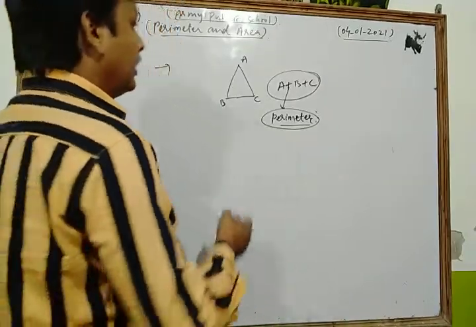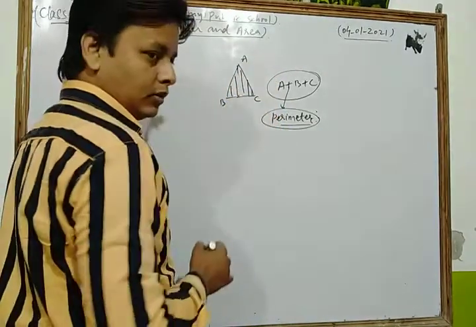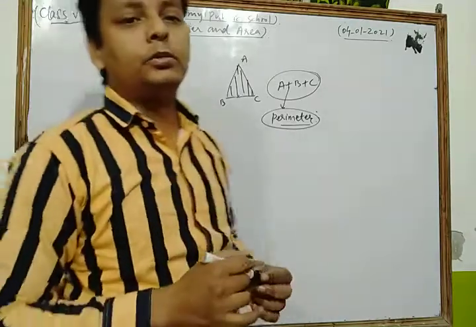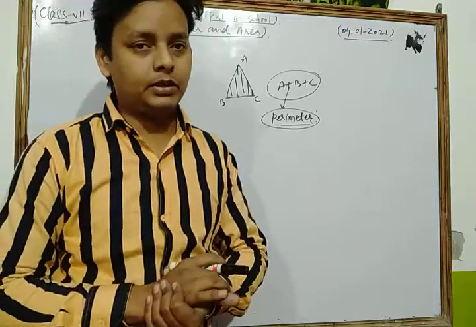And what is the area? The concept of area: the region included by any geometrical figure. Okay, this is called the area. The region bounded by any geometrical figure is known as the area. So this is the concept of perimeter and area.